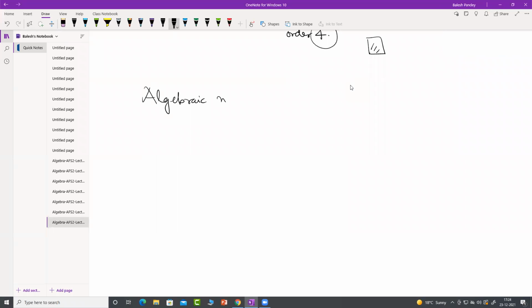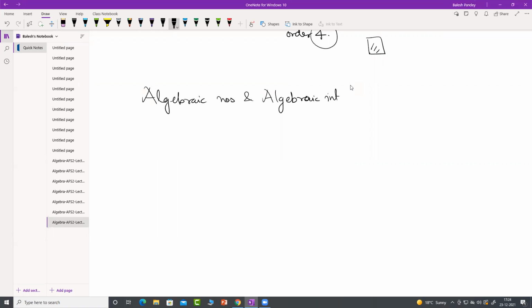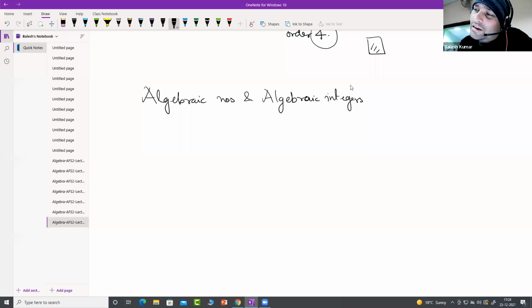Yeah, they are defined. I'm just looking whether students will say or not. It is defined. Okay. So can some of you recall for me the definition of algebraic numbers and algebraic integers?